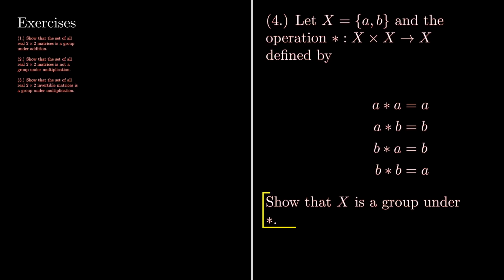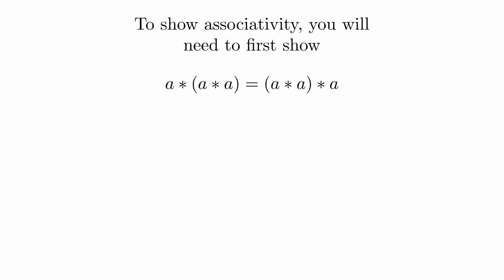Now let's start by considering A star, A star, A. Now there are two ways that you could write parentheses for that. So you can see on the left that we have A star and then paren A star A. On the right, we have paren A star A, close paren star A. Now, associativity just means that you need these two to be equal. So you should compute both sides of this equation and show that it comes out the same.